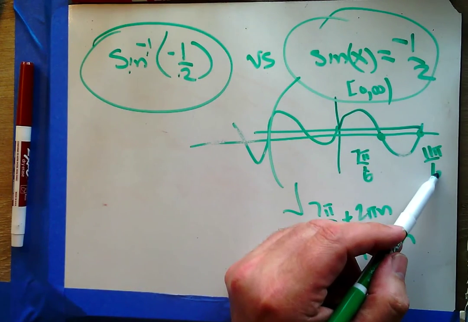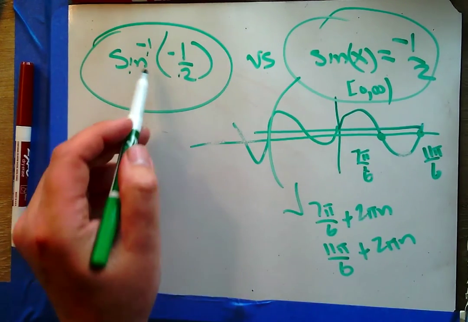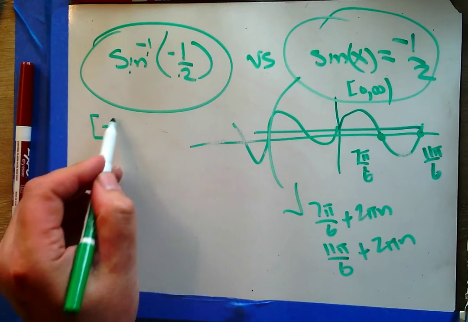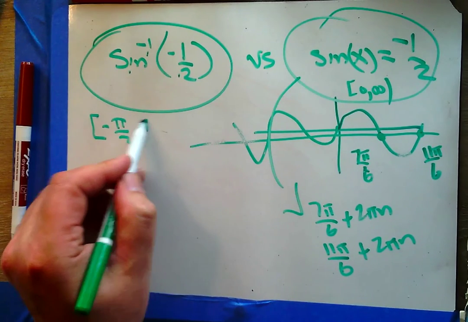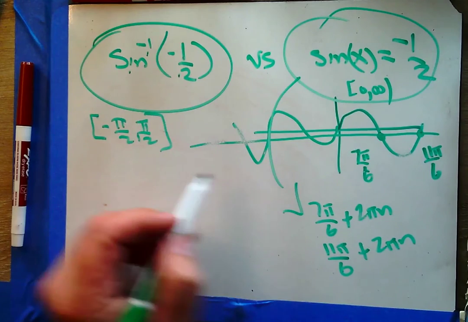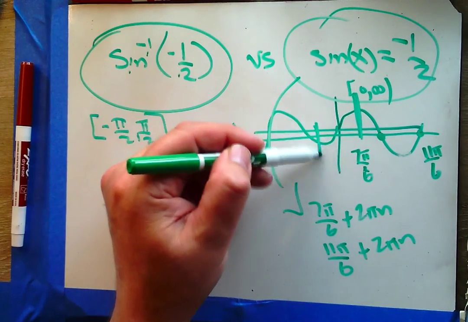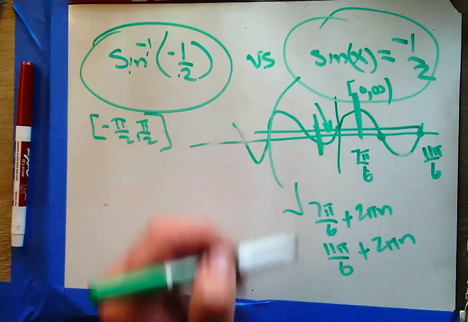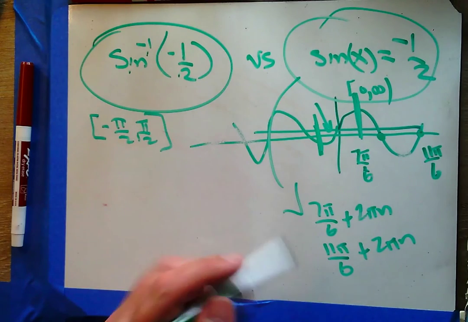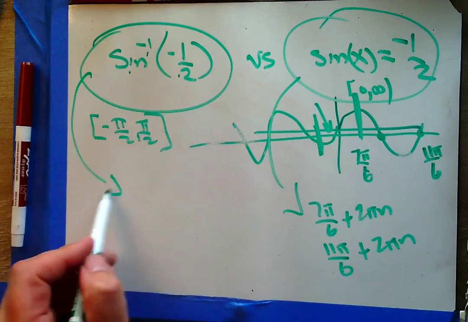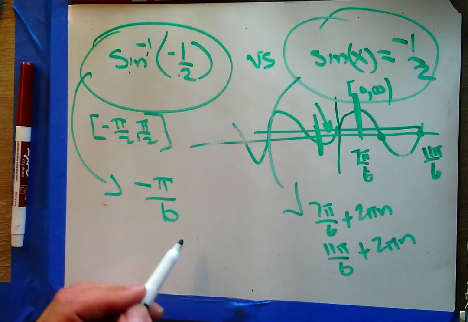Well, it's neither of these. Remember, there is a restriction on inverse sine that we go from negative pi over 2 to pi over 2. And these aren't within that restriction. Pi over 2 is here, negative pi over 2 is here. And so that's the answer we're looking for. And that answer is negative pi over 6.